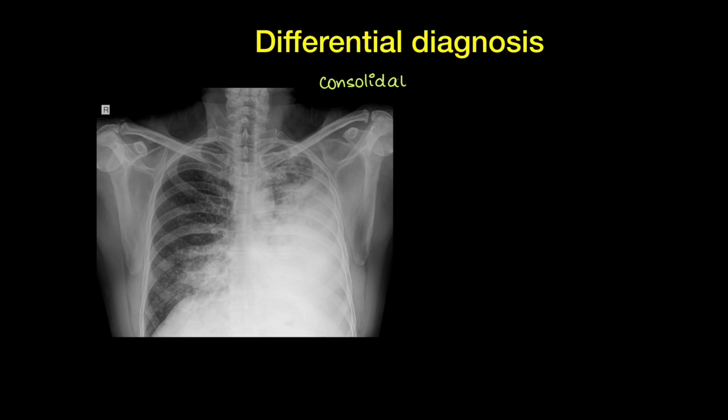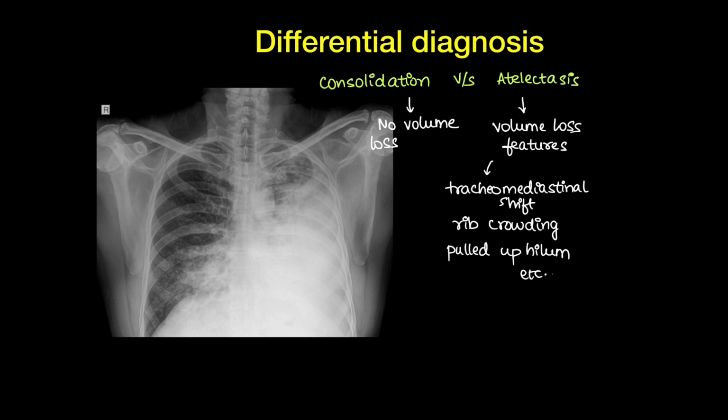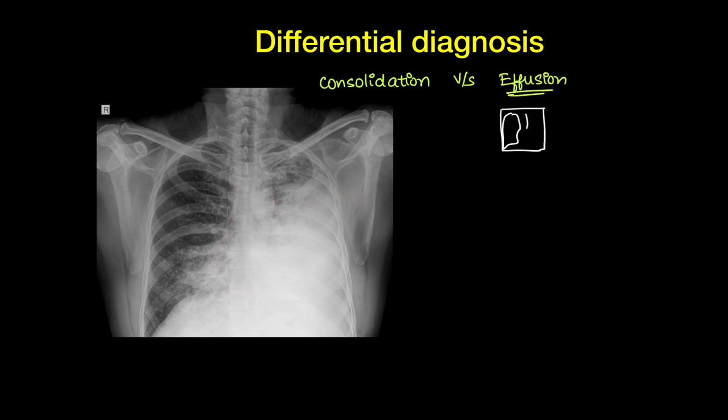If you see an opacity like this, how to differentiate consolidation versus atelectasis? In consolidation, there won't be any volume loss. In atelectasis or collapse, there will be volume loss features like tracheomediastinal shift to the same side because of the pull, rib crowding because of the collapse, and the hilum will be pulled up, etc. Here you can see the heart is in midline. There is no shift in the tracheomediastinal structures.